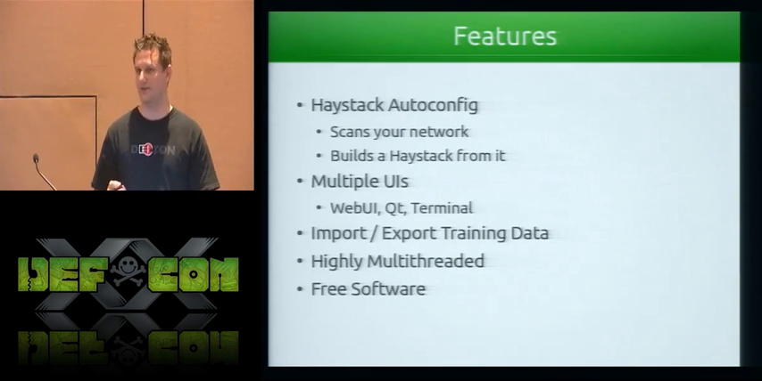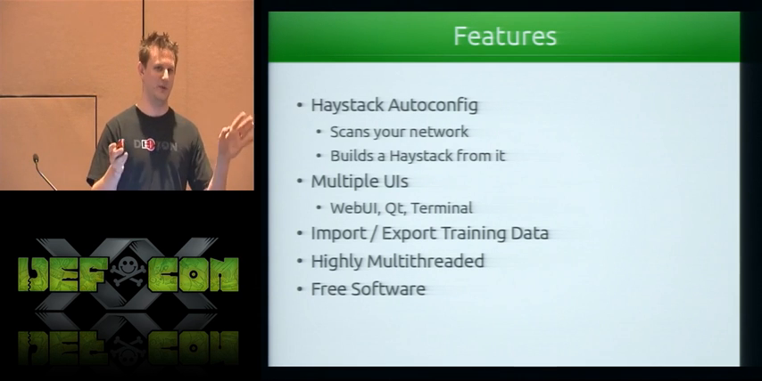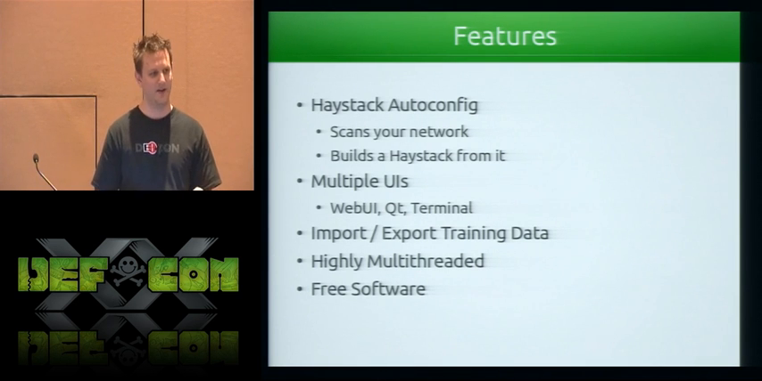So some other features that we have of the software, we have a haystack auto config utility, which is really cool, though it's super alpha right now because we're just finishing it. You scan your network, you press the auto config button, it'll nmap your network, figure out what's there, and then it'll build you a haystack on the basis of that. So that you get a haystack that looks real.